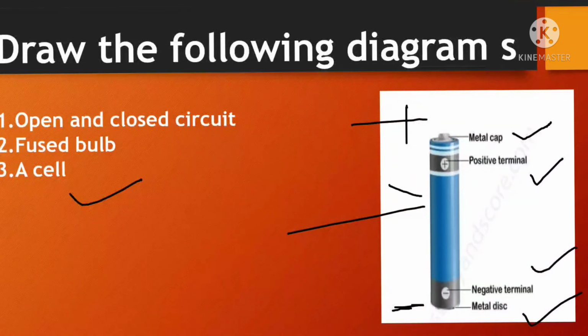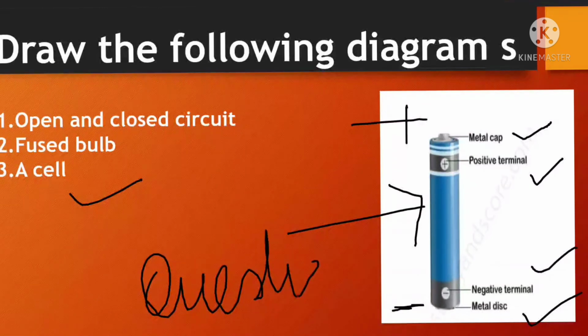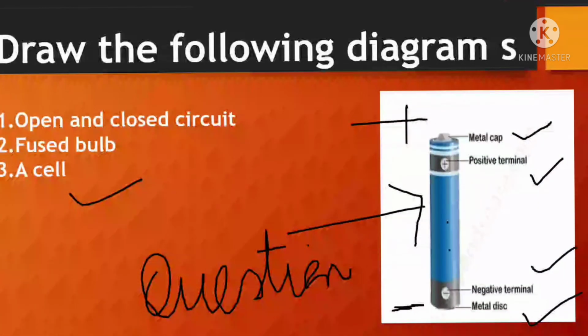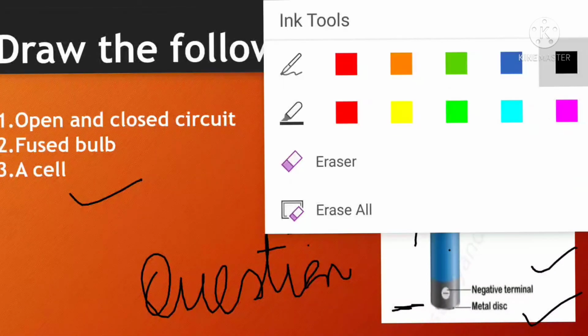Can you tell me? Question for you. One question for you, everyone. Can you tell me what is filled inside this cell? What is filled inside this cell? Okay, done. I hope you have drawn. This question is for you. What is filled inside this cell? Now the next one.